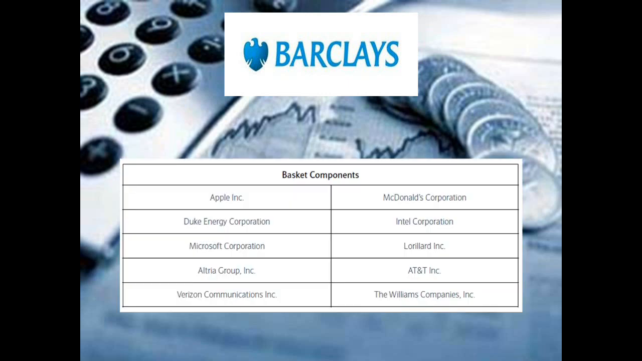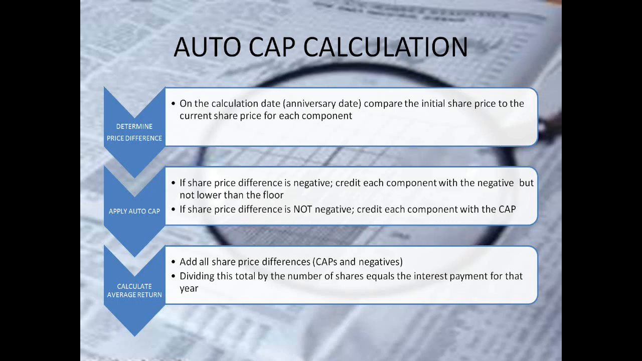It is linked to 10 individual stocks, not 5. Apple is in there again, Duke Energy, we've seen them before, Microsoft, Altria, Verizon, McDonald's, Intel, Lilliard, AT&T, and the Williams Companies, so some names that we're pretty familiar with. And of course, this product features the auto cap feature, which is an interesting calculation methodology.